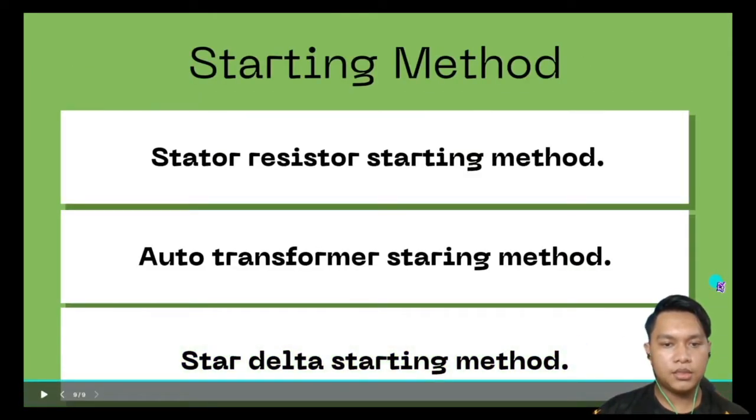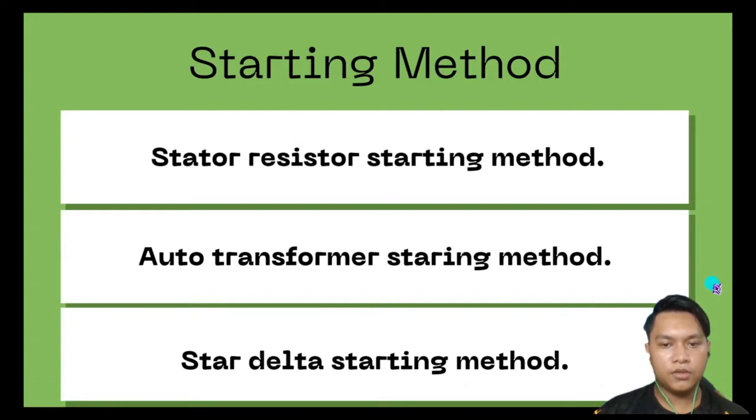A star delta starter is the most commonly used method for the starting of a three-phase induction motor. In star delta starting, an induction motor is connected through a star connection throughout the starting period. Then, once the motor reaches the required speed, the motor is connected in a delta connection. Second, we've got a starter.